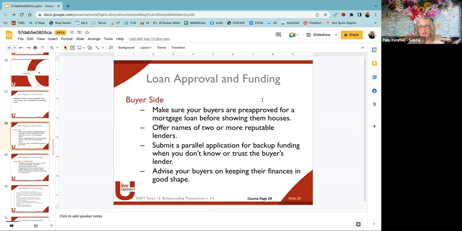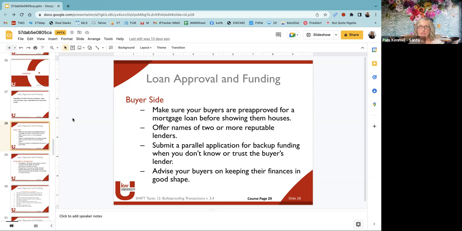Let's see, make sure your buyers are pre-approved for a mortgage loan before showing them houses, offer names of two or more reputable lenders, submit a parallel application for backup funding when you don't know or trust the buyer's lender. Advise your buyers on keeping their finances in good shape. Yes. Your buyers should always be pre-approved for a mortgage before you take them out to look at houses.